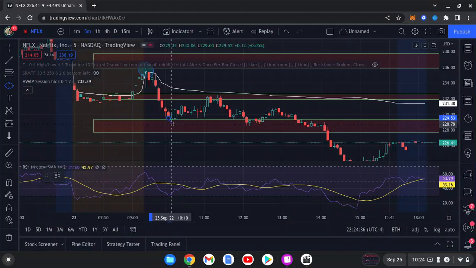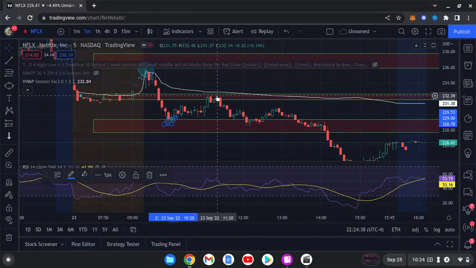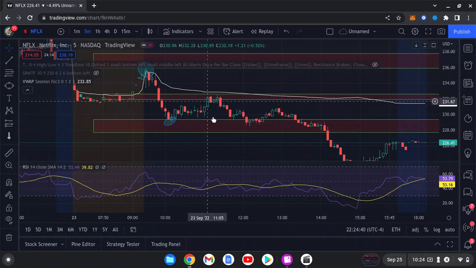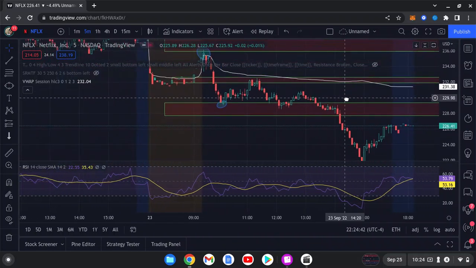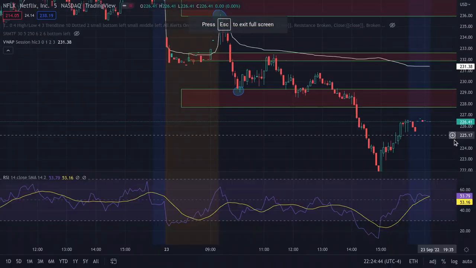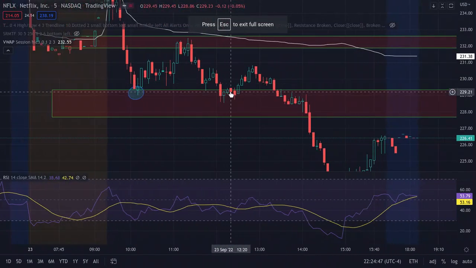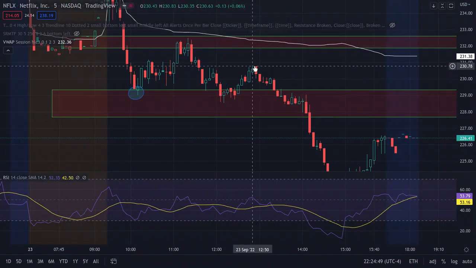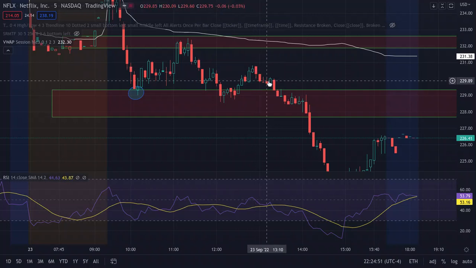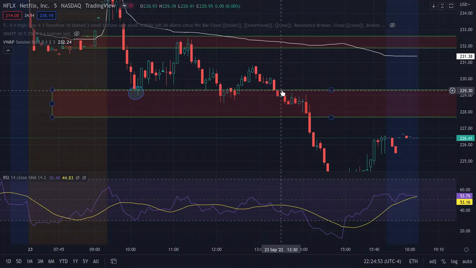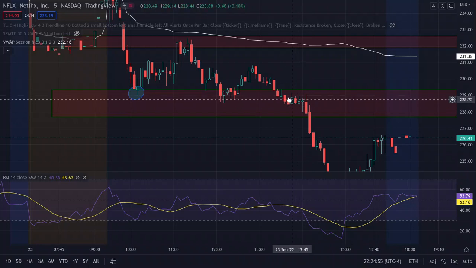So it worked right here as another area where we can take longs. It's kind of a risky game though, playing long and short, but this would be an area where it wouldn't work. Just say you came in here and you see that Netflix starts selling off and it comes into this 230 zone, which would be a demand zone.